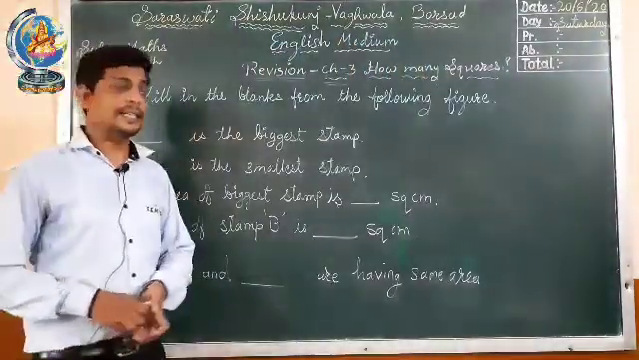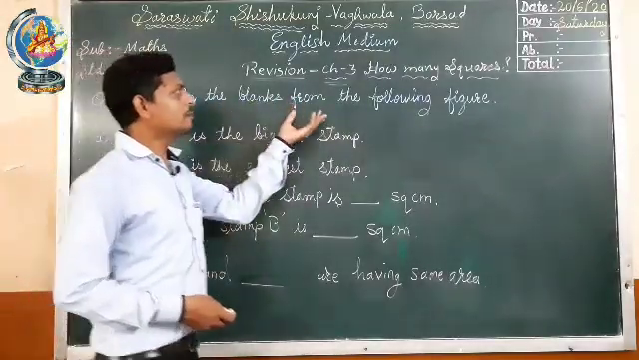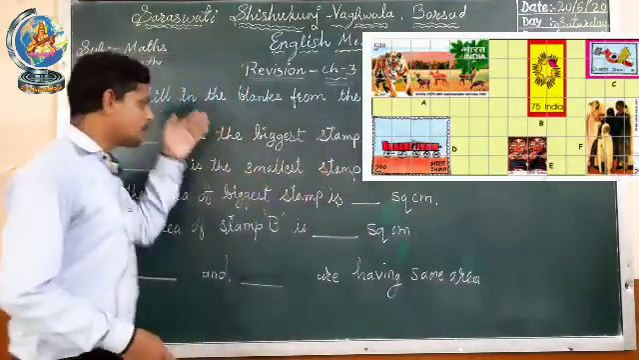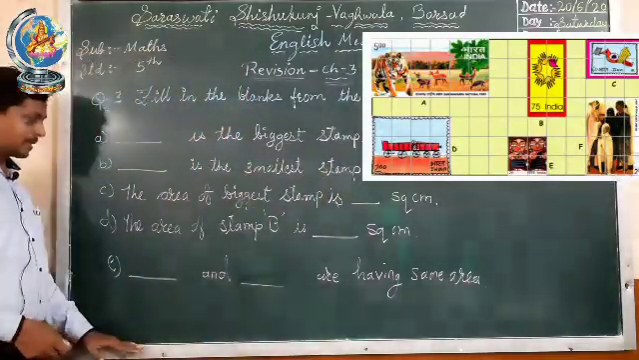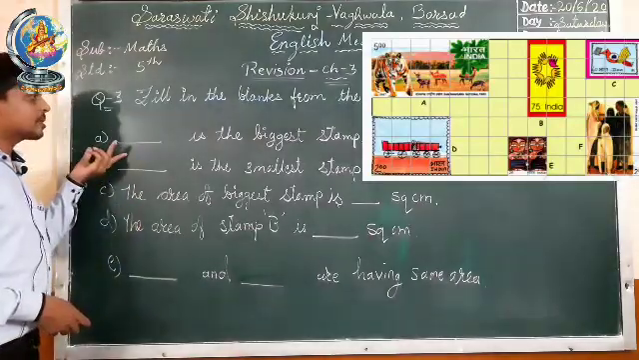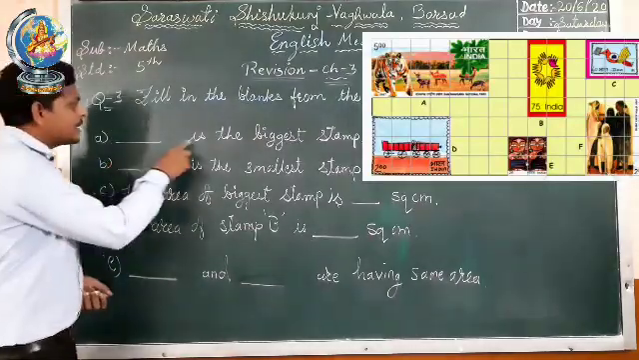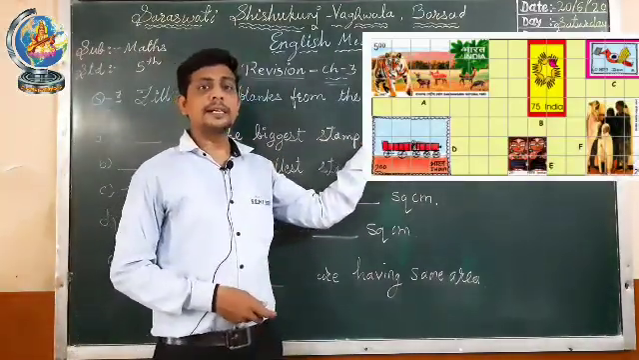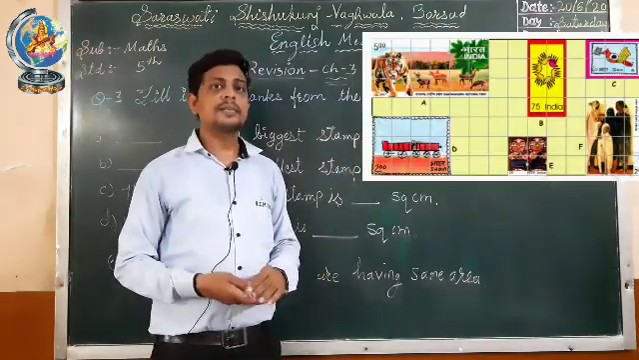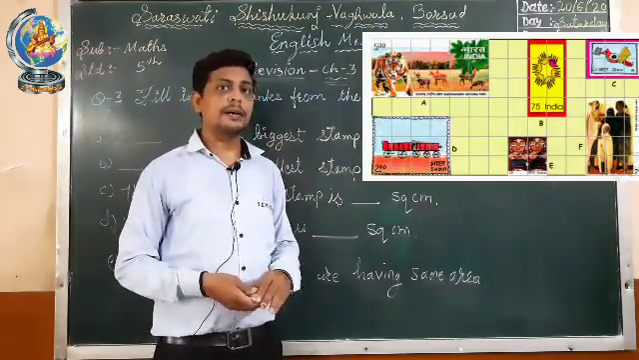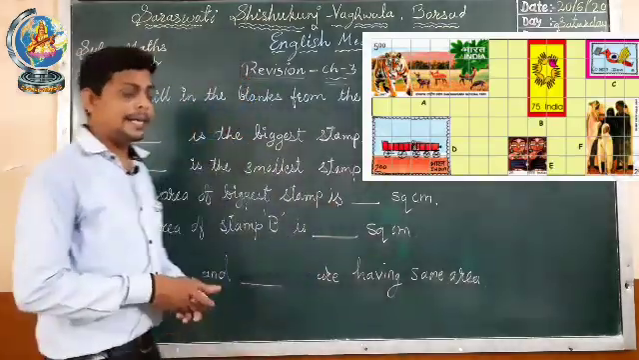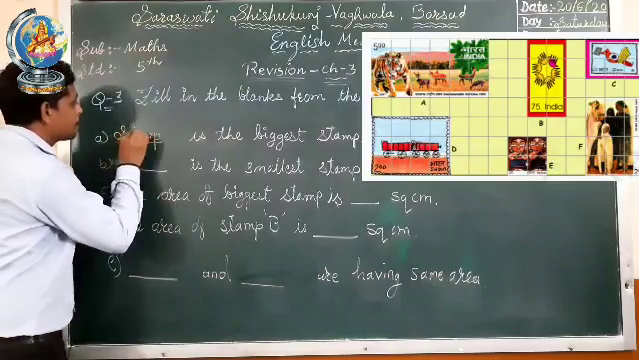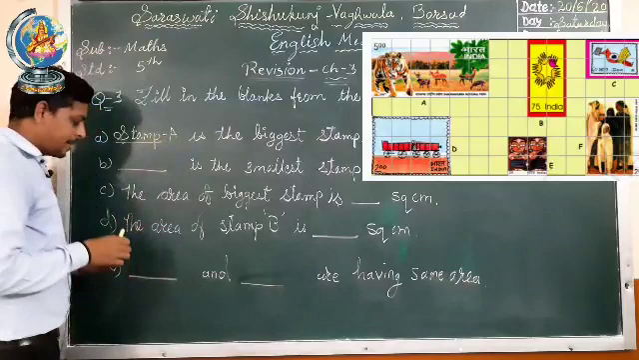Okay, question number 3. Fill in the blank from the following figure. Here you can see the figure. From this figure we will solve the following blanks one by one. So let's read the first number. Blank is the biggest stamp. Now you can see in this picture which stamp is biggest. Stamp A, stamp B, stamp C, stamp D, stamp E or stamp F. From that, stamp A is the biggest stamp.